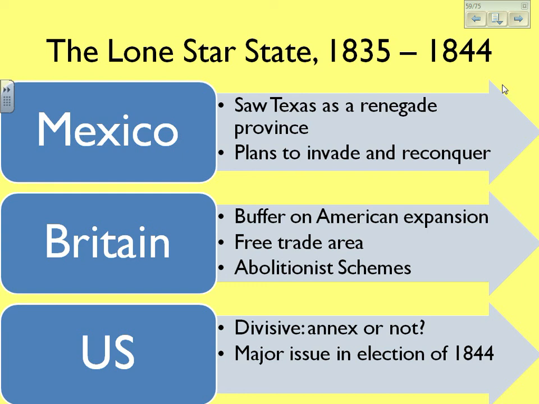All right, so that's just a short little history of Texas and how they gained their independence. And in the next lecture, we'll look at how the annexation of Texas and then that dispute over where the border is leads to war with Mexico.